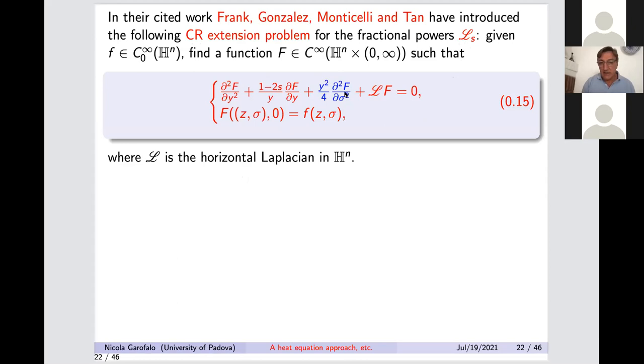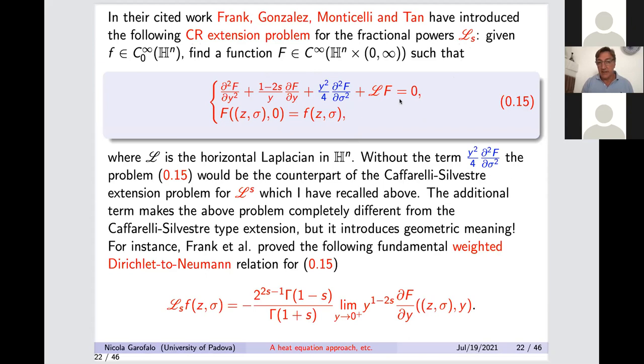Notice that I've written in blue this term. So if that term was not there, this extension problem would just be the counterpart of the classical Caffarelli-Silvestre extension problem for the fractional powers L upper S, okay? However, there is this term here, and this complicates matters considerably on the one hand. On the other hand, the term is very important because it introduces geometric meaning into the extension problem. So the extension problem, I want to re-emphasize, of Frank, Gonzalez, Monticelli, and Tan is not the Caffarelli-Silvestre extension problem as we know it. In order for that to be the case, this term should not be here. So let's look at this problem.